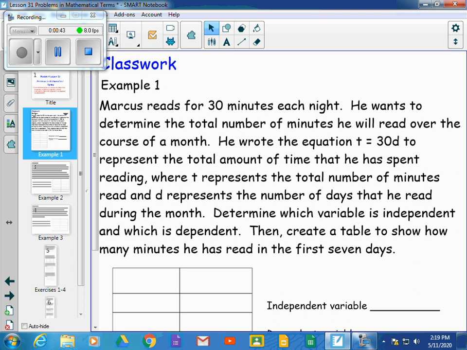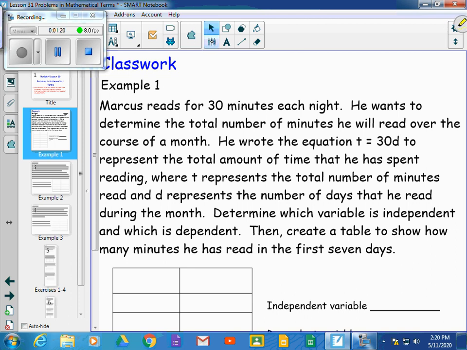Marcus reads for 30 minutes each night. He wants to determine the total number of minutes he will read over the course of a month. He wrote the equation T equals 30D to represent the total amount of time that he has spent reading, where T represents the total number of minutes read and D represents the total number of days that he read during the month. Determine which variable is independent and which is dependent. Then create a table to show how many minutes he has read the first 7 days.